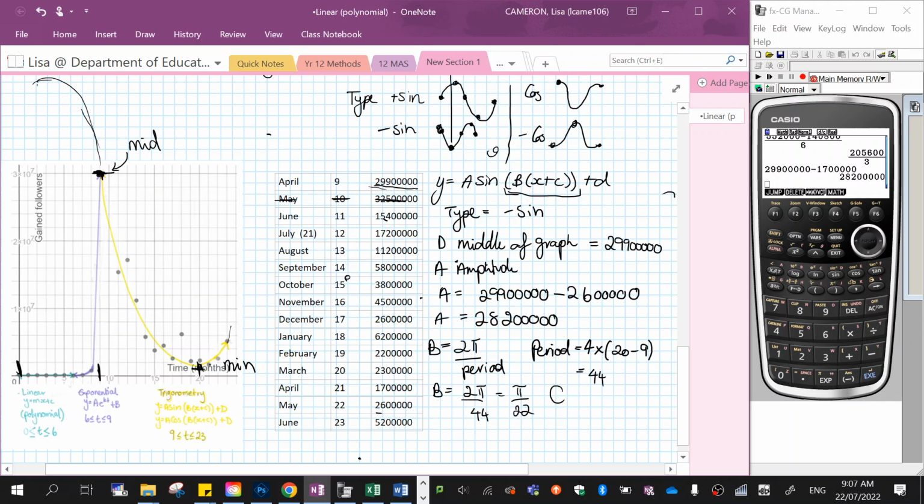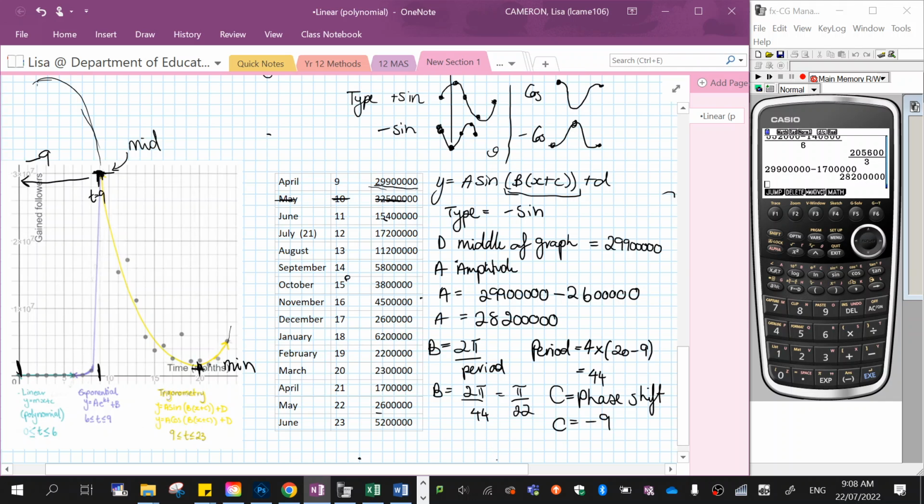So here, sorry, our phase shift is how much you have to move it back to get it to start at the beginning. So here, if my graph starts here when t equals 9, then to get it to start over here at 0, I have to move it back 9 places. So I'm going to go over here. C is going to be equal to negative 9.